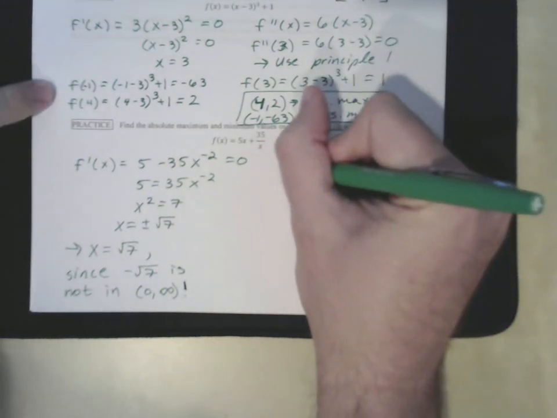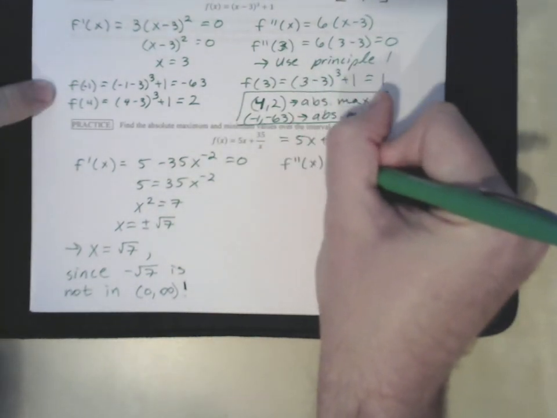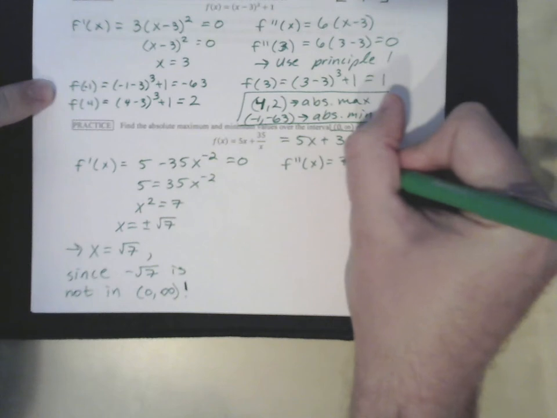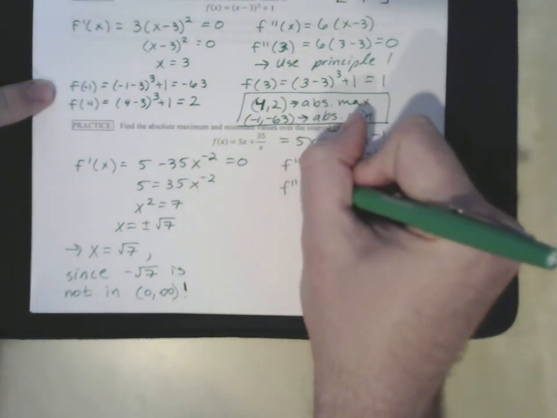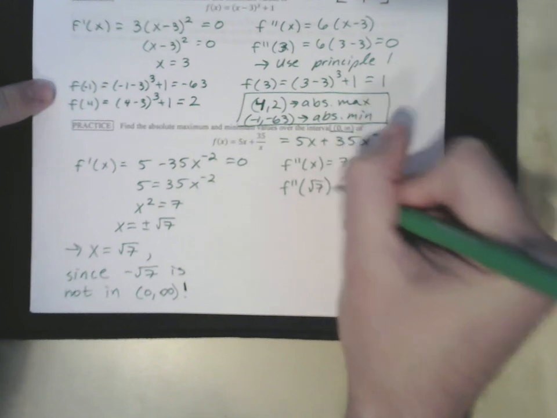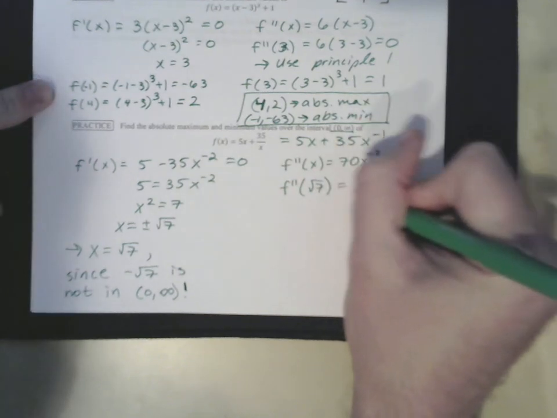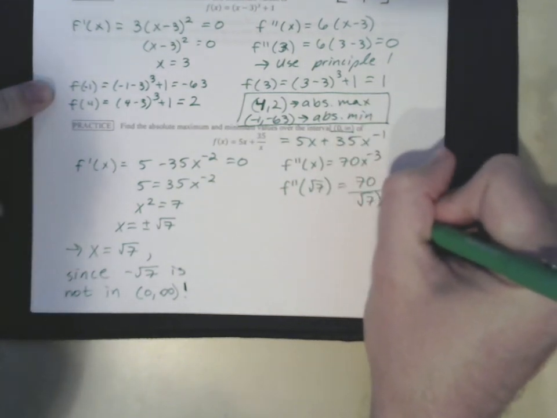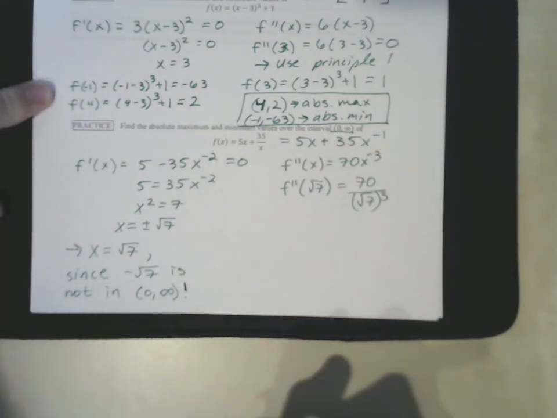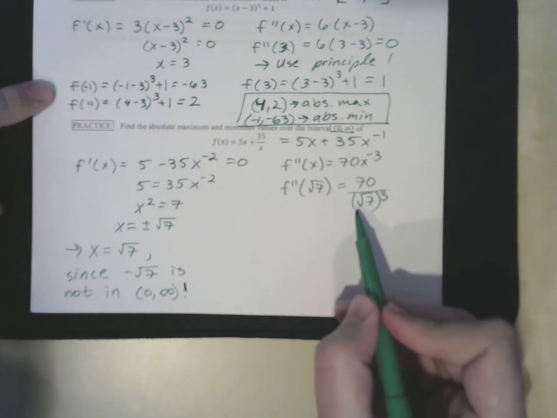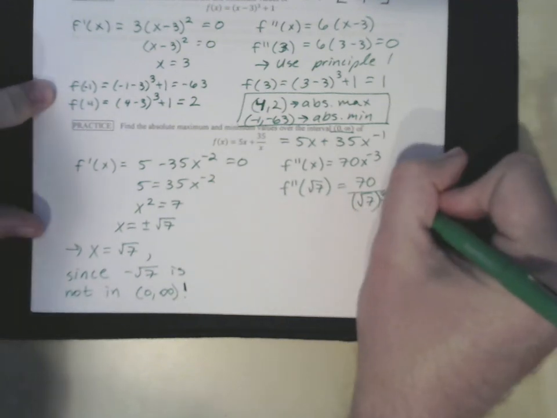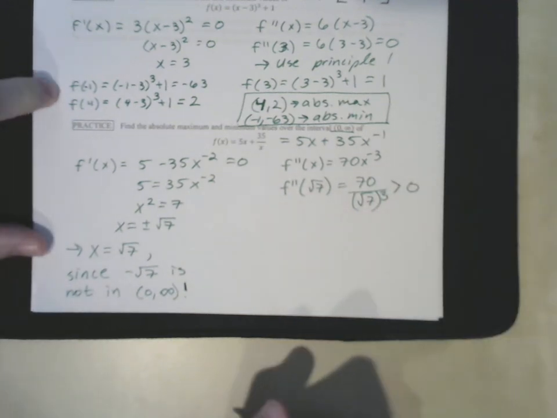So f double prime of x is going to be positive 70x to the negative 3. F double prime of square root of 7 equals 70 over square root of 7 cubed. Now I don't actually need to know what this value is. I just need to know that when I cube the square root of 7, it's going to stay positive. So this is positive.